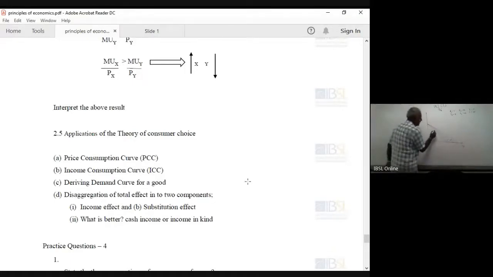Now what will happen? The consumer can attain a higher indifference curve. Initially he is here. Now the price of X is lower, your budget line rotates, and he can attain a higher indifference curve. Again another curve. Now you can attain different utility maximizing points.